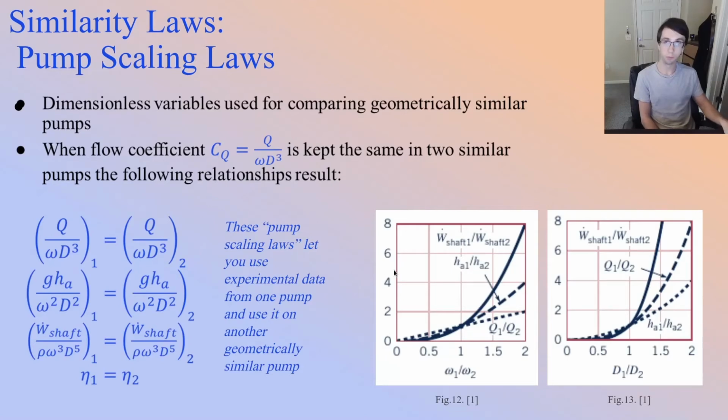Another way to define, or relate, pumps is pump scaling laws. These are dimensionless variables used for comparing geometrically similar pumps, which basically means pumps of the same design family. When the flow coefficient, defined as CQ from these variables, is kept the same in two similar pumps, we get these relationships as a result. So we can relate one pump to another even with changing variables, just based on this. It's usually done through experimental data for one and then applied to the other, using these equations.